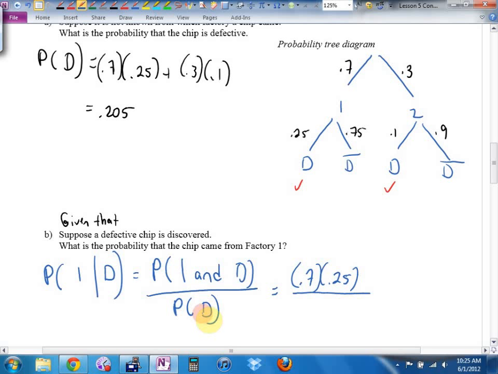Which branches end in a D? See them both? In fact, it's going to be 0.7 times 0.25 plus 0.3 times 0.1. Again, you notice what appears on the top does appear somewhere in the denominator. And I have a shortcut a little bit here because we already figured out the bottom. But I would have no problem skipping part A and just going straight to part B and saying, here's the question, in which case you would have to crunch the numbers on the bottom. I already know the bottom is 0.205. What's the top going to be?